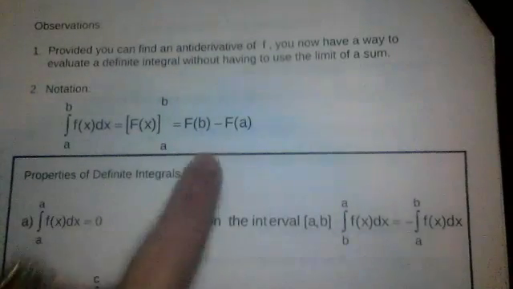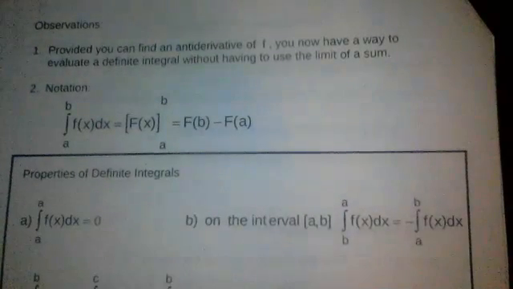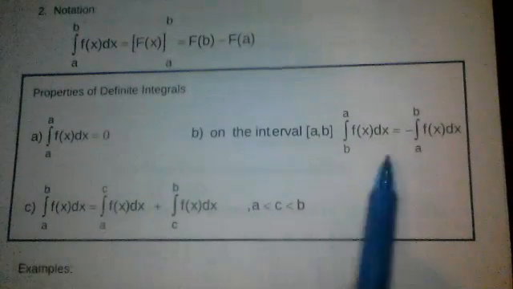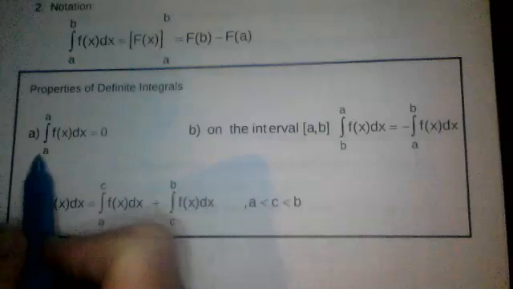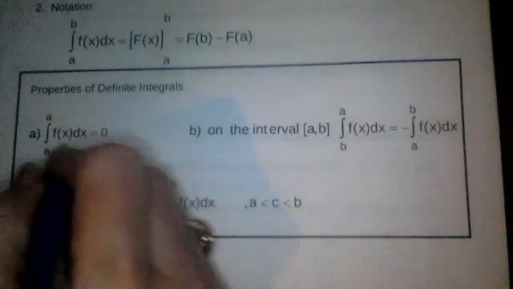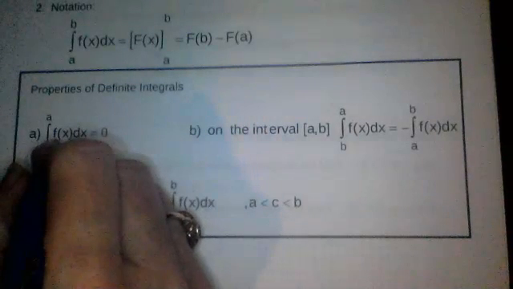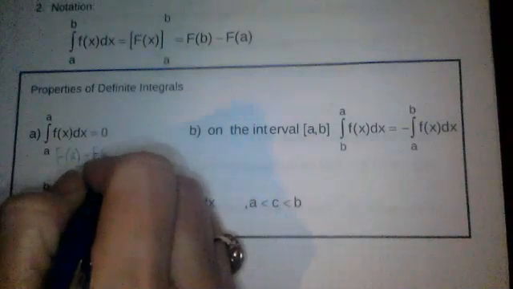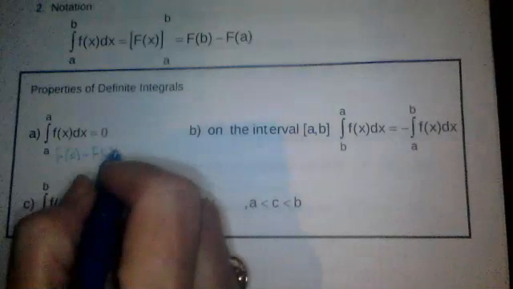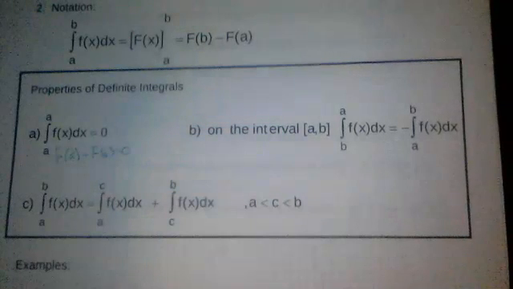So this is what we just were talking about. And we also have these properties that they are talking about here, which, if you look at them, make a lot of sense. This one is saying that if I were to go backwards to the original function, it would be f of a minus f of a, because it goes from a to a. Well, if we subtract one number from itself, we get 0.